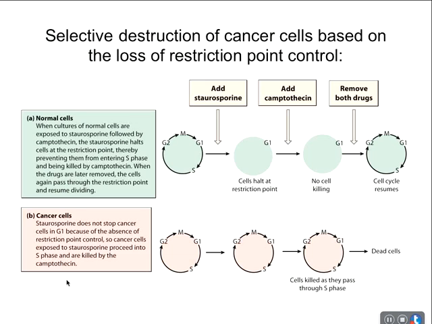And maybe not one drug, but a sequence of drugs to kill off those cells that have become cancerous without hurting the normal cells. So this was the beginning of the idea of how we target just those cells undergoing uncontrolled replication. So, selective destruction of cancer cells based on their loss of restriction point control, using that to our benefit in figuring out a new treatment.